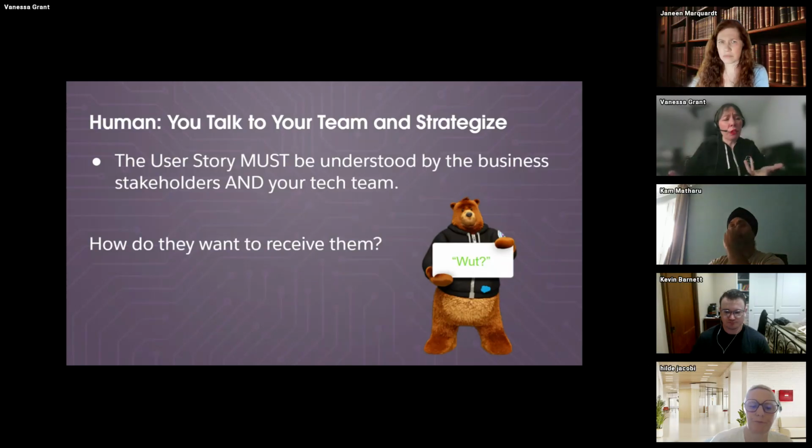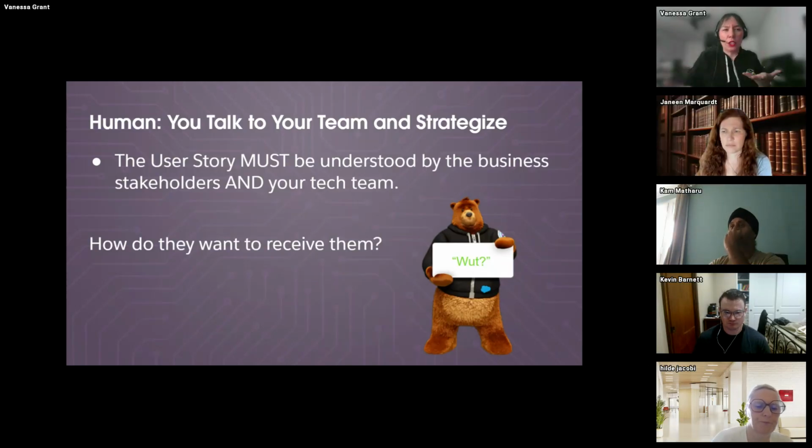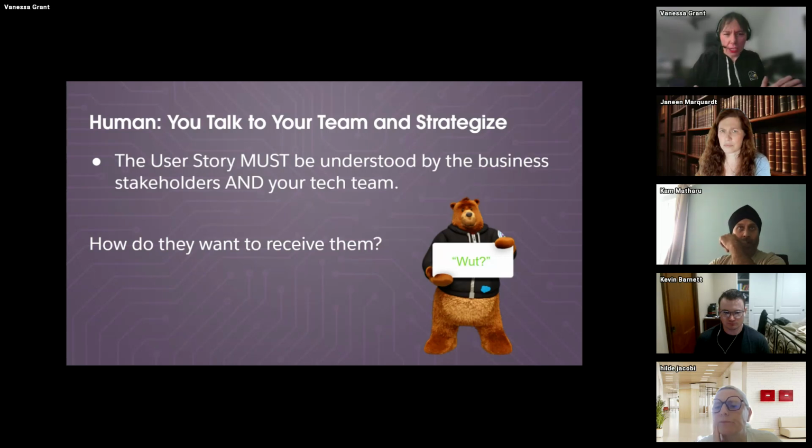So, the other important thing where you have to inject your humanness is talking to your team and strategizing. The user story at the end of the day must be understood by the business stakeholders because they have to know what they're agreeing to. They have to know what they are saying success looks like, and understand it clearly. And it also has to be understood by your development team. Your tech team has to know enough so that they can start thinking about how they're going to build it.